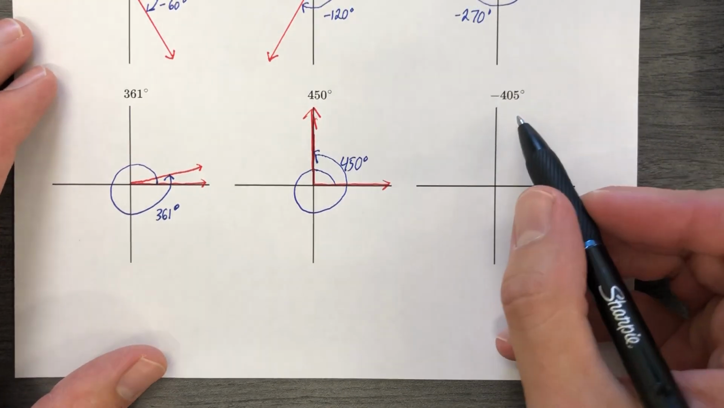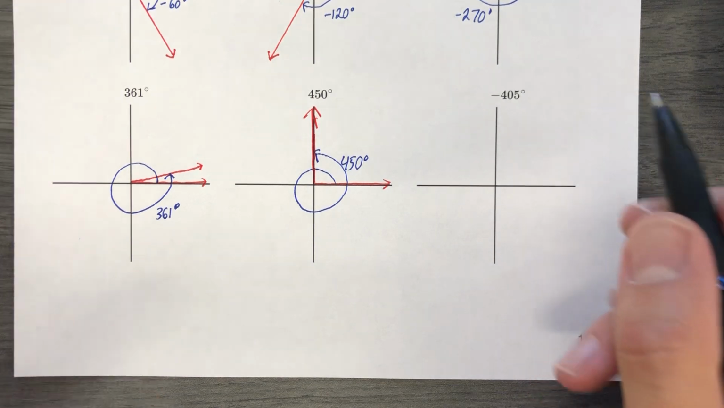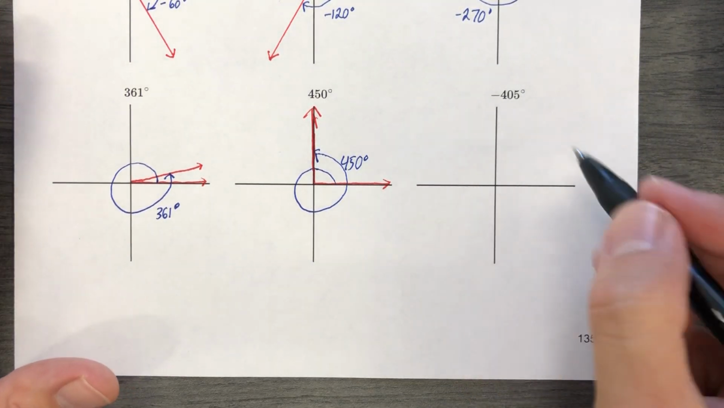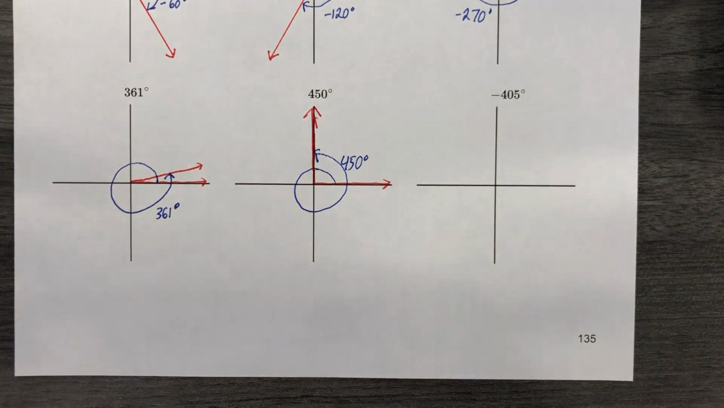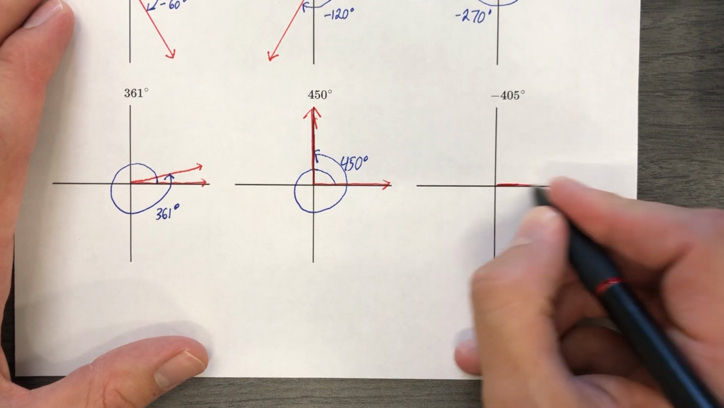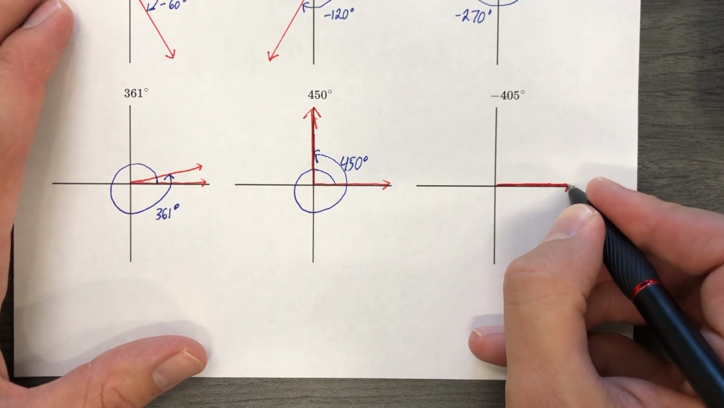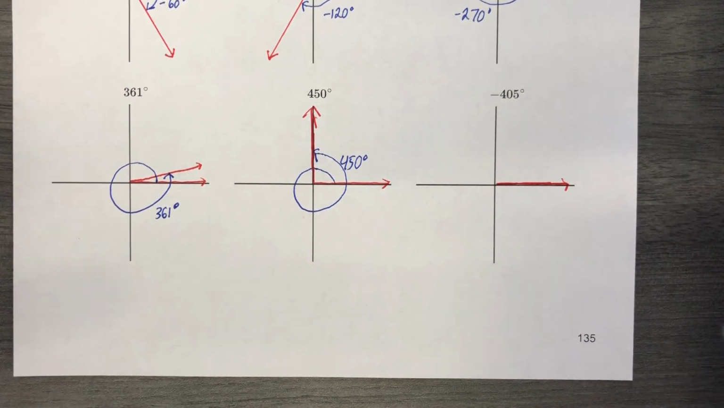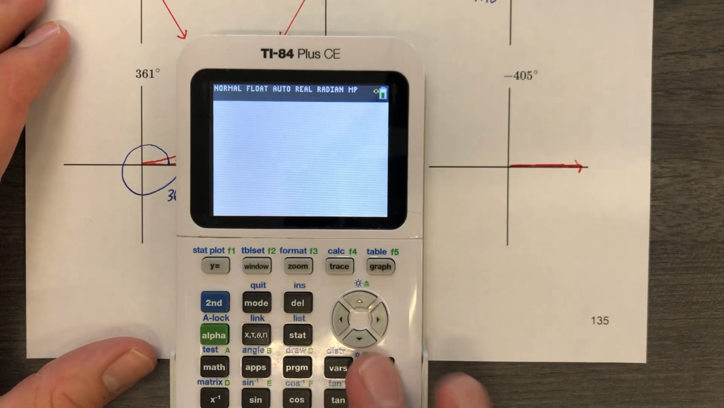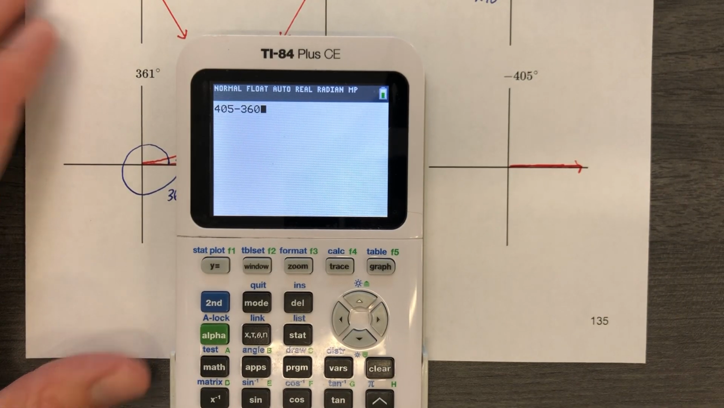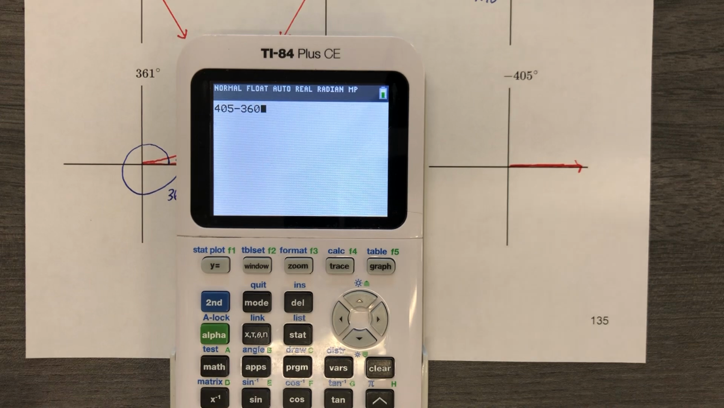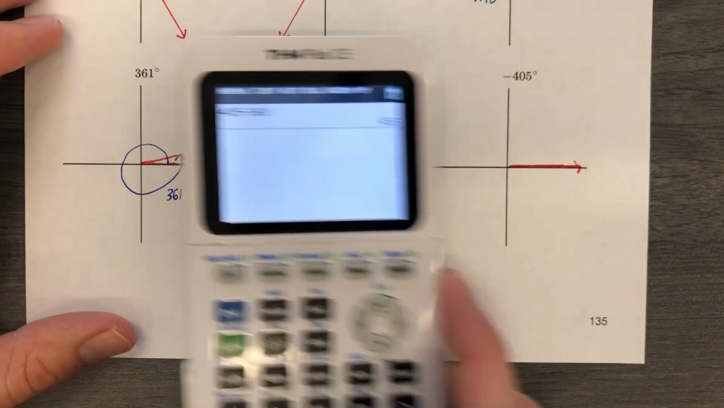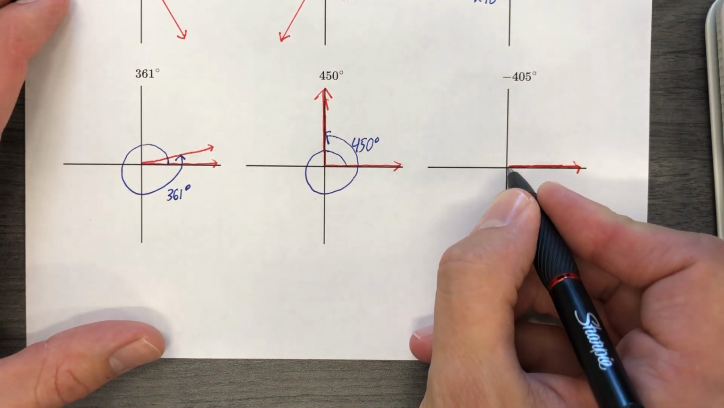Now we have a negative 405 degree angle. So I know I'm going to go all the way around in the wrong direction. Well, the right direction because there's a negative, but in the direction that I'm not used to going because of the negative. So I'm going to go all the way around and then I'm going to go some more. But how much more am I going to go? So let's just pretend like it's positive for a second and we're going to subtract 360. It's going to be 45. But I'm going to go 45 degrees in the negative direction.